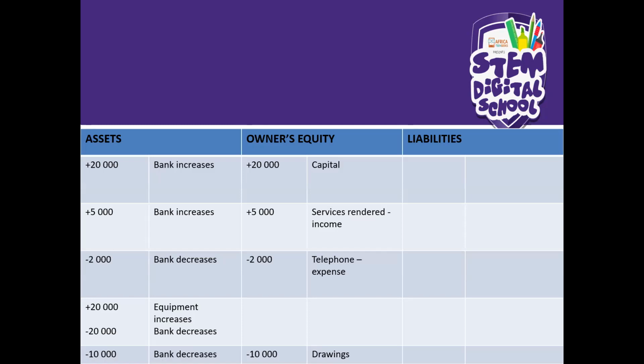Okay. Equipment, you've purchased it. So your equipment is becoming more plus. Equipment is an asset. So with assets, it's going to be plus 20,000 because your equipment is increasing. But you need to pay for that equipment. So what is happening with the business bank account? That will decrease. So minus 20,000 Rand, bank is decreasing. Bank is also an asset.